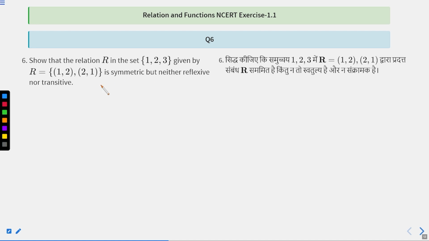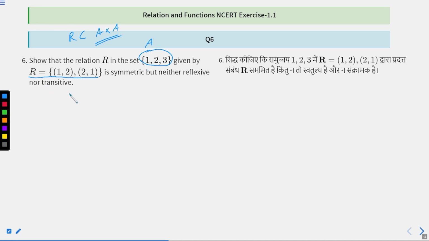Let's move to question 6. Question 6 says, show that the relation R in the set, so this is my set, let's say it is A, so R will be my subset of A cross A, given by this, is symmetric but neither reflexive nor transitive.